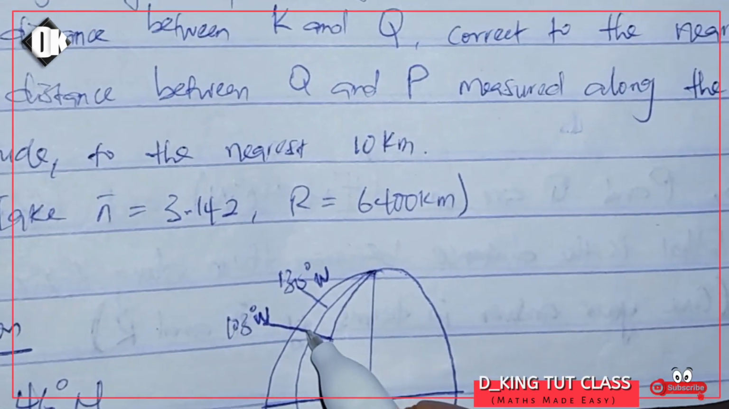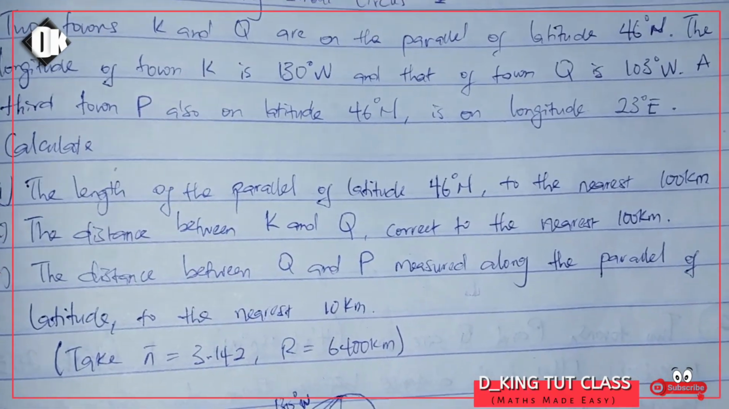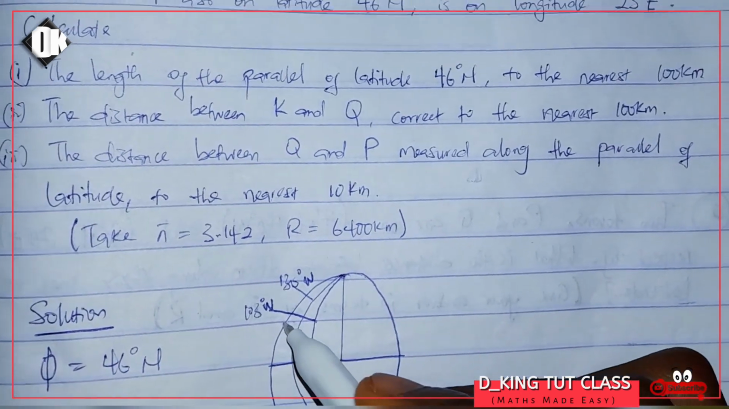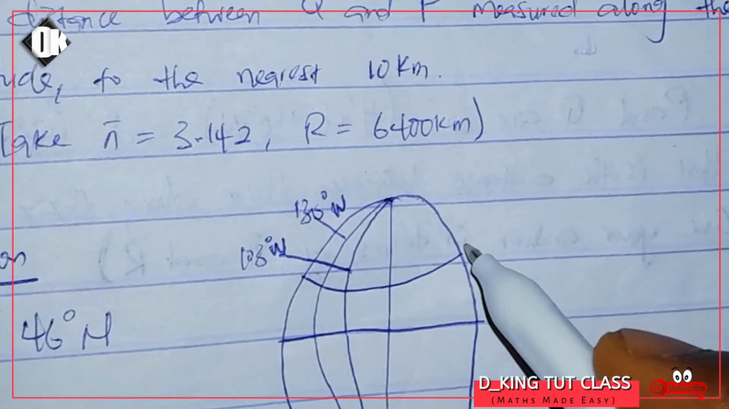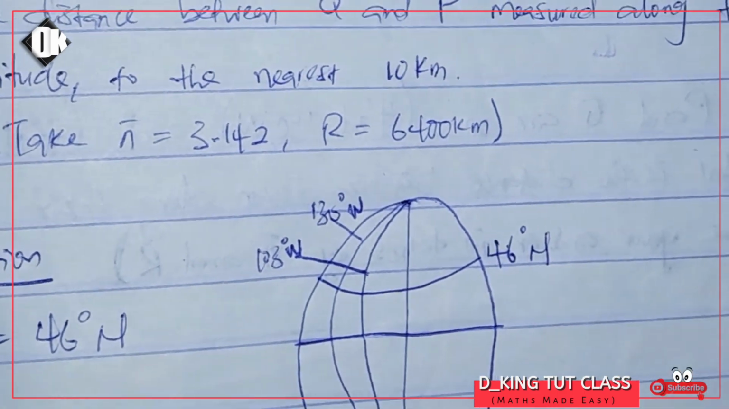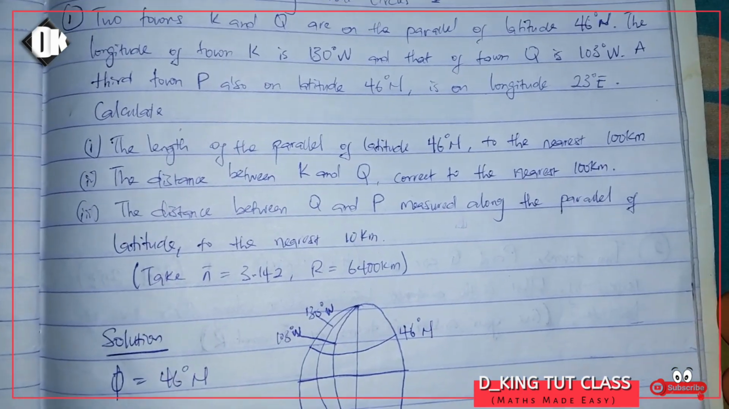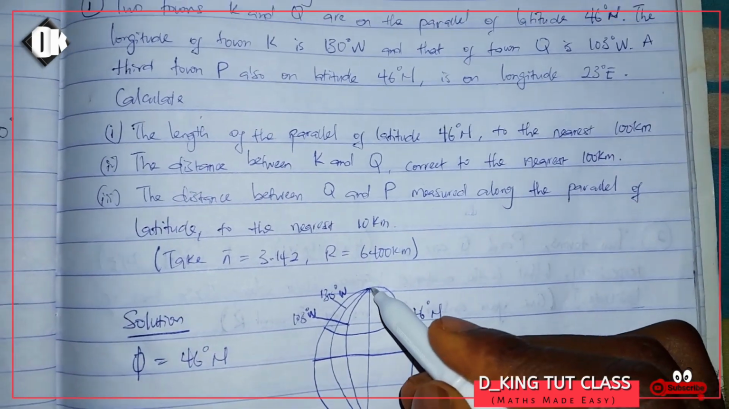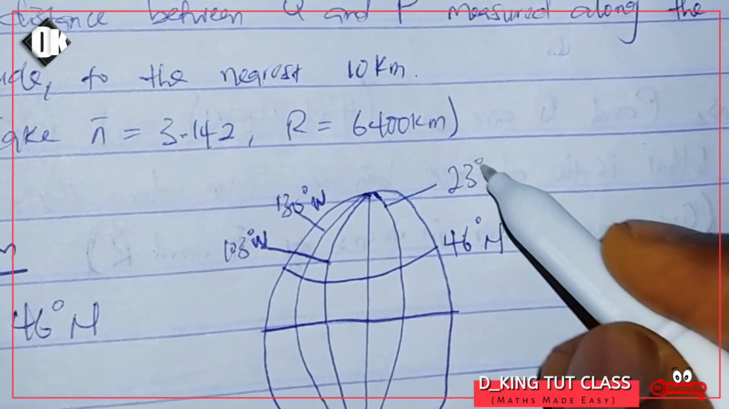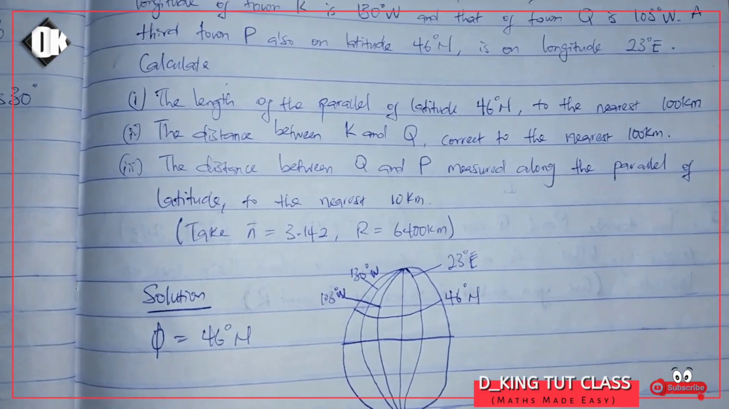Very good. Now, they said a third town P is on latitude 46 degrees north. So if this is 0, 46 degrees north could be around this point. So that's 46 degrees north. Now, very good. It's on longitude 23 degrees east. Now this is my east, so I can come like this and then label that 23 degrees east.